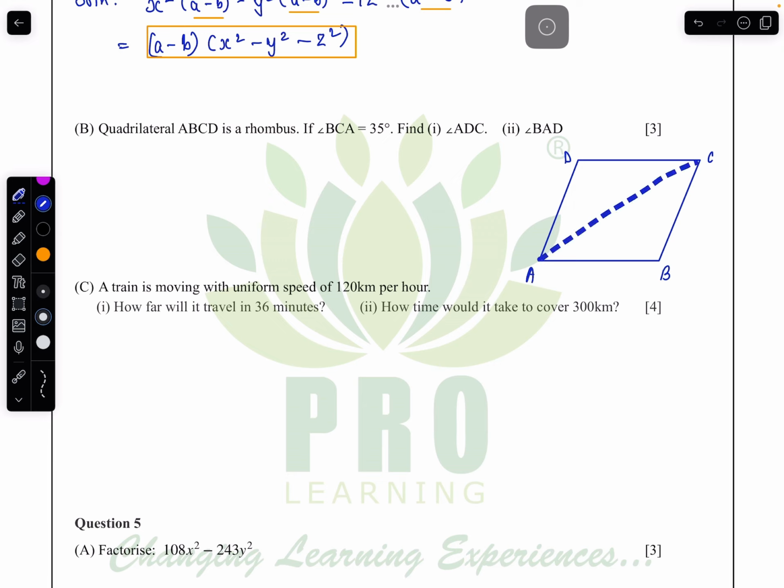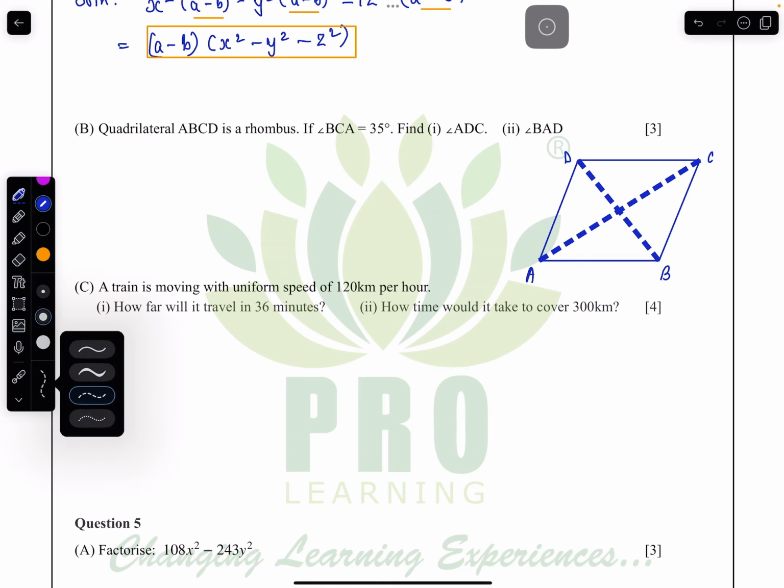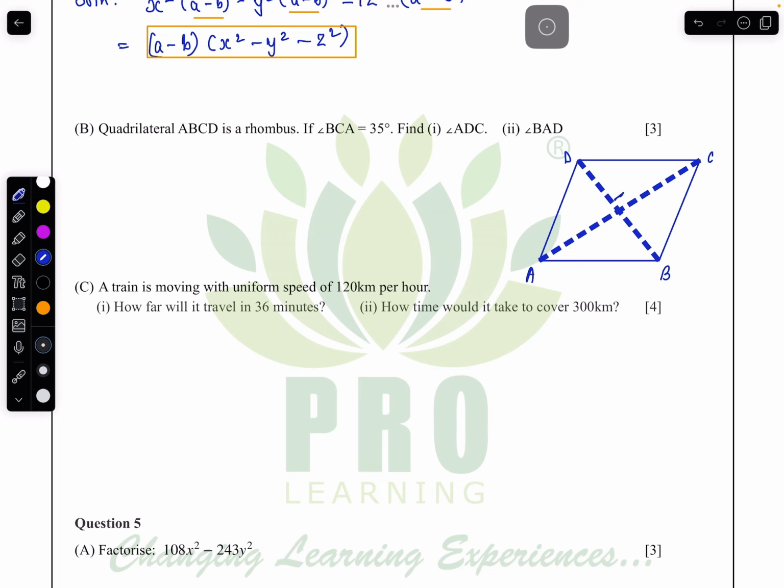So I'm joining A to C, and B to D. In case of a rhombus, the diagonals are not equal, but the diagonals are perpendicular bisectors of each other. So we know this is perpendicular, making 90 degrees, and bisectors of each other, which means if this was O, OC and OA would become equal. OB and OD are going to be equal. So the diagonals are perpendicular bisectors of each other.